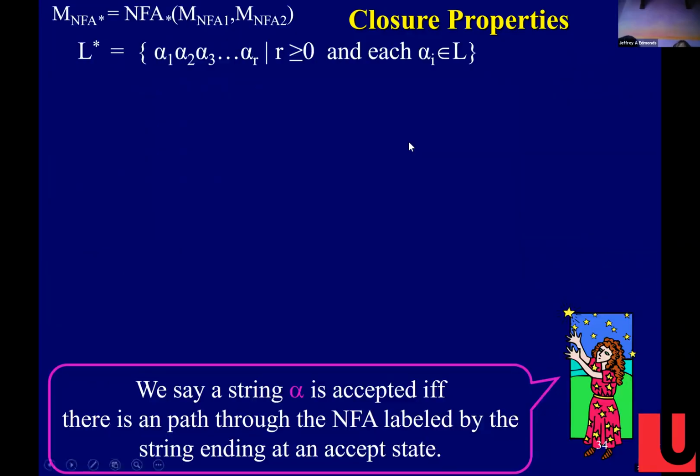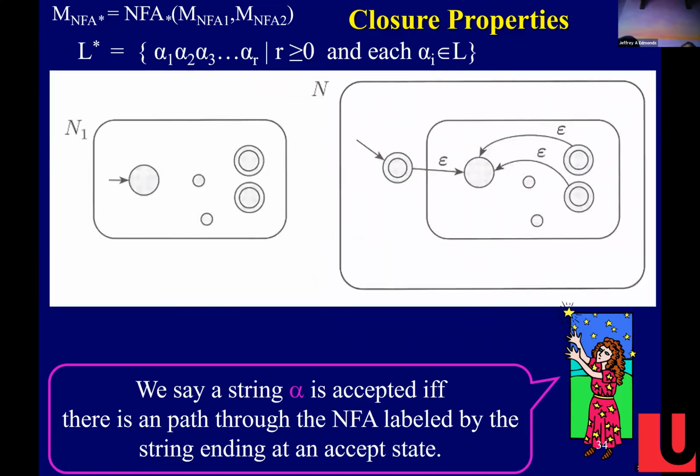All right, so now let's do the star thing, the Kleene star, right? Given a language L, what's L star? Well, you can choose any integer R which is greater than or equal to 0. Then you choose independently R strings alpha that each are in L, and you concatenate them together, right? That's our Kleene star. So what are we going to do?